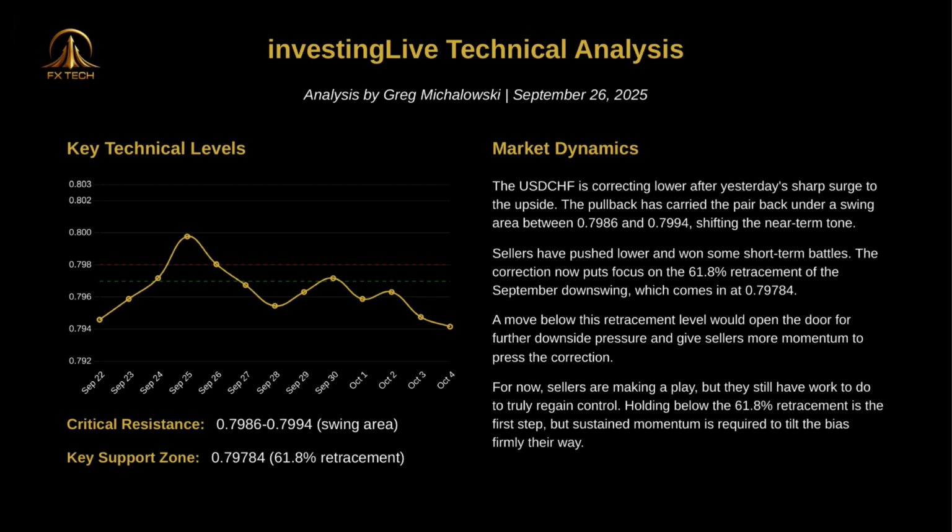According to Greg Michalowski from Investing Live, USD/CHF is correcting lower after a sharp upside surge. The pair has fallen below a critical swing area between 0.7986 and 0.7994, shifting the near-term tone. Sellers are now focusing on the 61.8% Fibonacci retracement level at 0.79784. A break below this level could accelerate downside momentum. However, sellers still need to maintain pressure to firmly establish control of the market direction. The battle between buyers and sellers continues at these key technical levels.